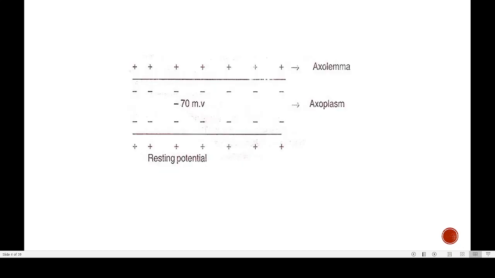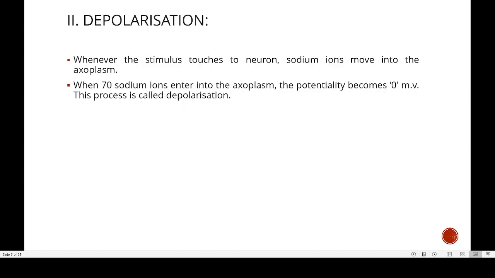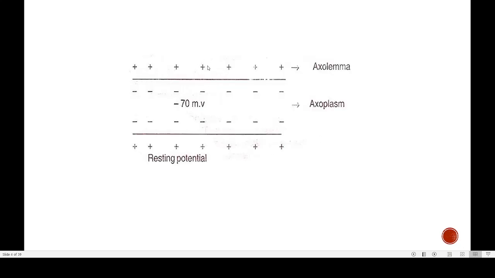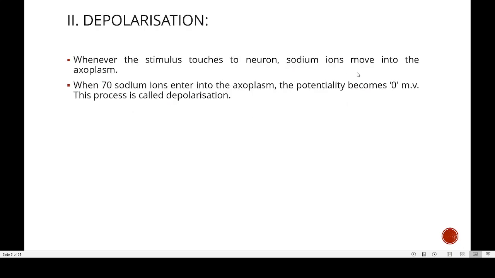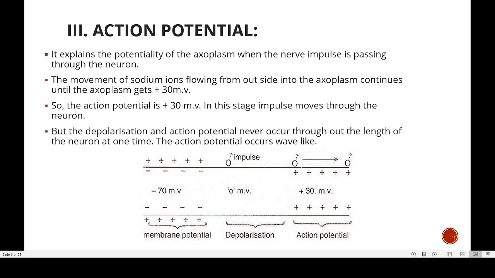Now we have to see how this membrane potential is changing. That situation is known as depolarization. For example, whenever a stimulus is touching a neuron, some kind of stimulus or some kind of activity or some kind of touch is occurring to a neuron, sodium ions move into the exoplasm. Normally the sodium ions are present on the outer side. When there is some kind of stimulus, these sodium ions will be moving from outside into the exoplasm. That is what they are saying. Sodium ions move into the exoplasm. Here you can see that.